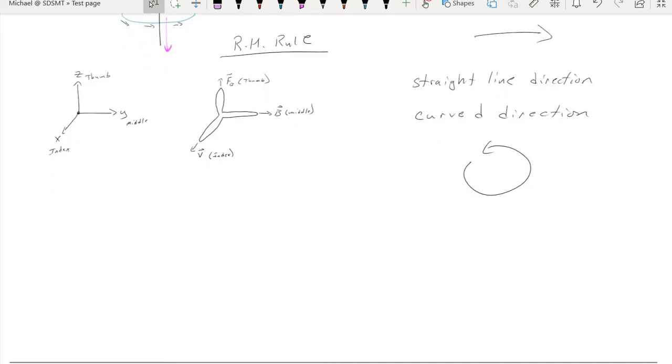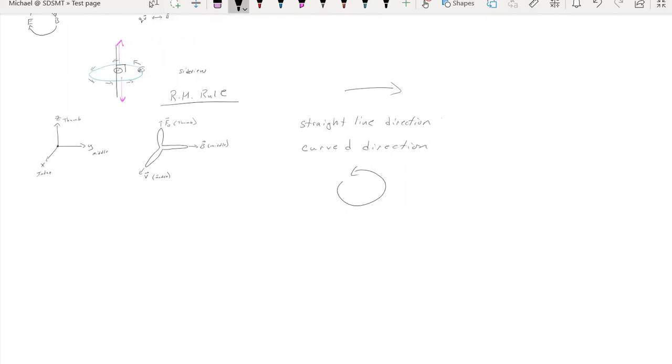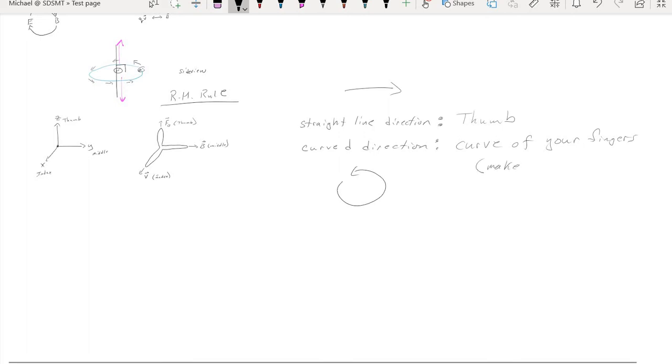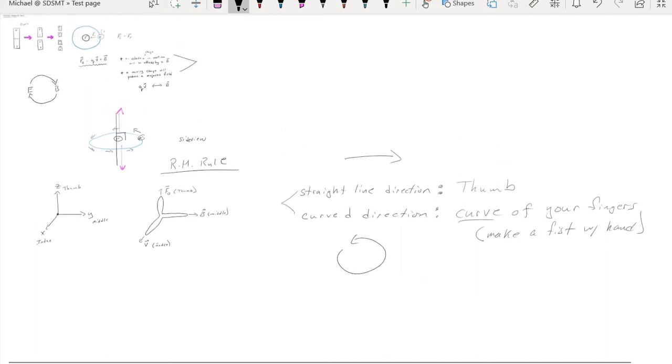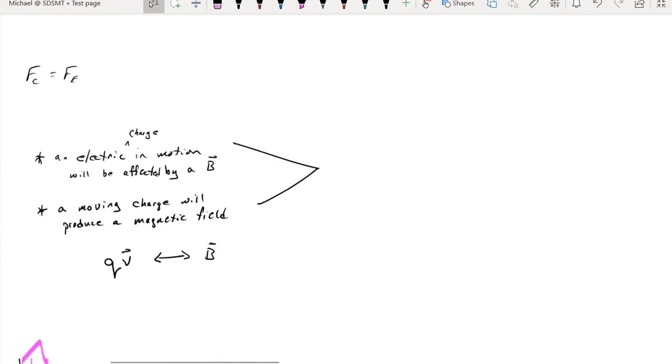All right. Well, whatever happens to be pointing in a straight line, you're going to use your thumb to indicate that direction. Whatever is moving in a curved direction, you're going to use the curve of your fingers. So you're going to essentially make a fist with your hand and follow the curve of your fingers. We combine the two, and that tells us everything that we need to know about either of these relationships up here.